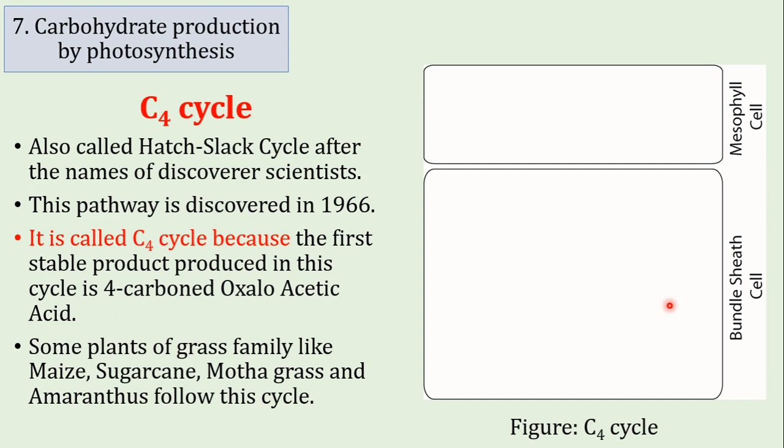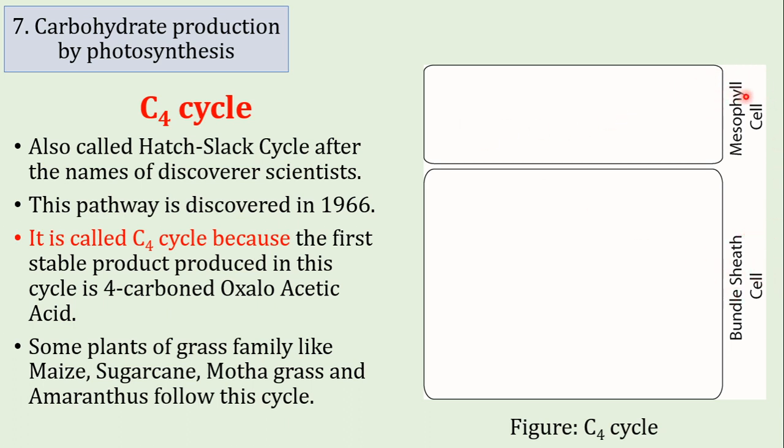We know there are vascular bundles inside leaves, and in the case of C4 plant leaves, the vascular bundle is surrounded by a circular layer of bundle sheath cells, and the circular layer of bundle sheath cells is again surrounded by a circular layer of mesophyll cells. So what happens? The carbon dioxide that enters the leaf through the stomata in the lower epidermis first reaches the mesophyll cell, and then it reaches the bundle sheath cell.